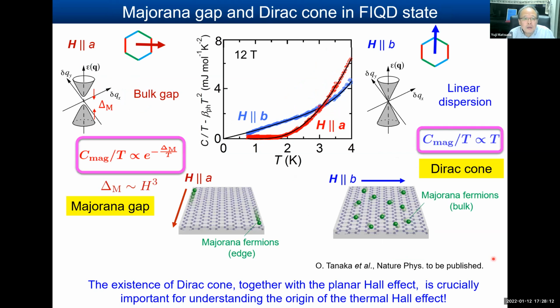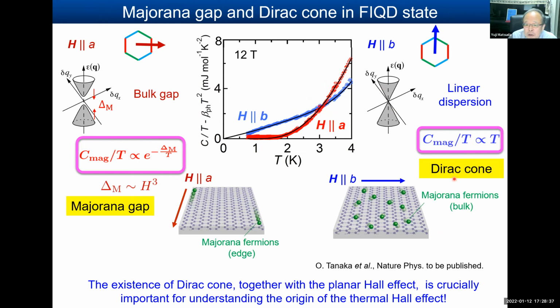Summarizing the result, if we apply the magnetic field along the a-axis, the magnetic specific heat shows an exponential behavior and the gap is proportional to H cubed. This is consistent with the Majorana gap, as shown by this figure. Then, if we apply the magnetic field parallel to the b-axis, the specific heat shows a T squared dependence, indicating the linear dispersion and the Dirac cone.